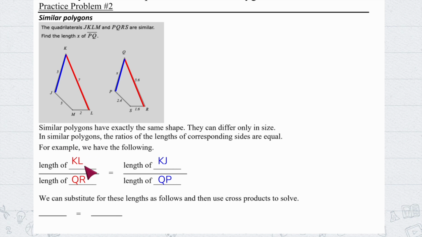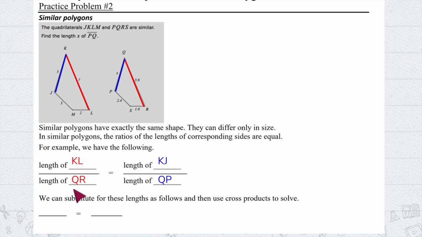Now you can see I've filled in down here. It's KL to QR because those are corresponding to each other, and it's the larger to the smaller. Then I have KJ to QP, and again, those are the corresponding blue sides, and again, I went from the larger to the smaller. So make sure you're paying attention. You can't flip-flop it. I can't go from larger to smaller and then decide to go smaller to larger. That'll mess up my proportion. So the corresponding sides need to be in the fraction together.